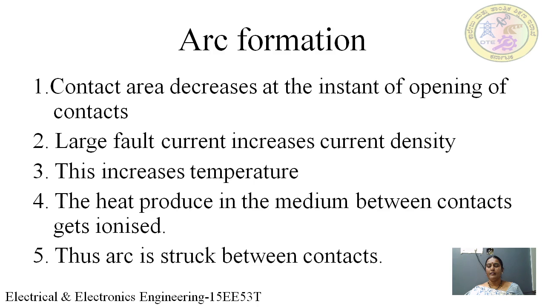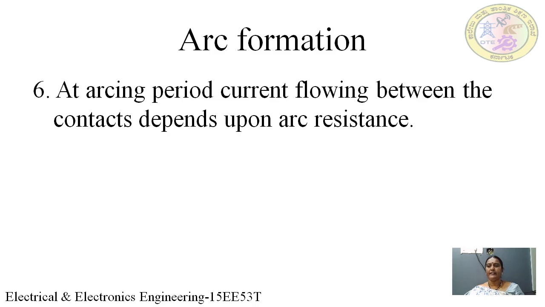Because of the opening of the contacts, the contact area decreases, and there is a large fault current flowing through the circuit. This increases the current density. Because of the increase in current density, the temperature of the medium increases. Because of that, heat is produced and the medium between the contacts gets ionized. Because of that, the arc is struck between the contacts.